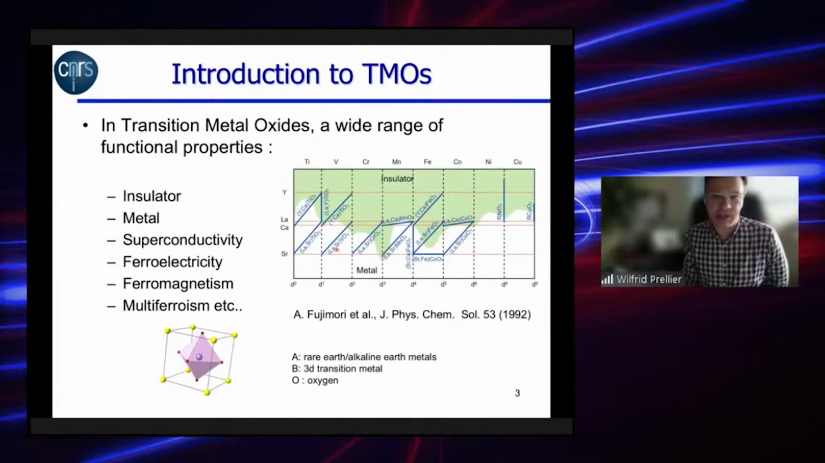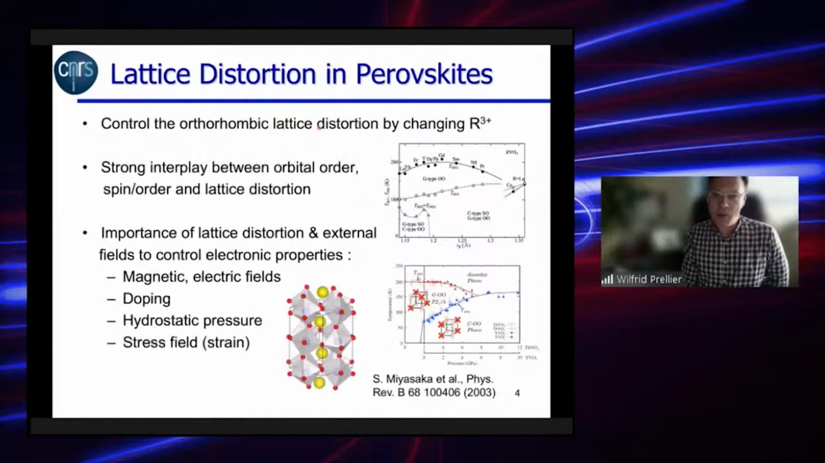And another way of looking at them, that's what we decided, is to grow some lanthanum vanadate thin film. And why we are looking at the vanadate is basically because if you look at this diagram, you can see that as a function of the size of the rare earth, going from lutetium to praseodymium, you can change the size of the ionic radius. And with this, you can also change the properties. You can go from a G-type orbital ordering to a C-type orbital ordering, and so on. Basically, what it means is that you have a strong interplay between orbital order, spin order, and lattice distortion.